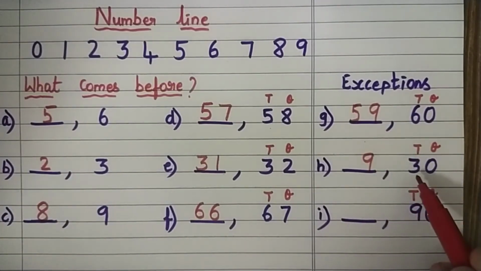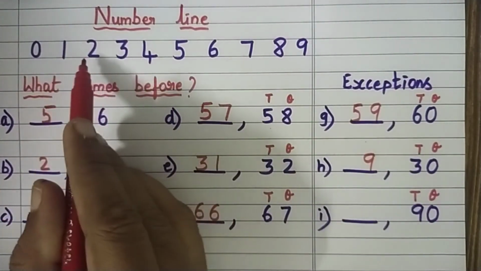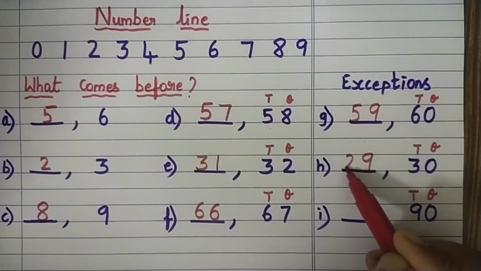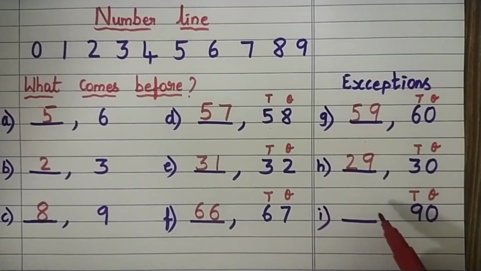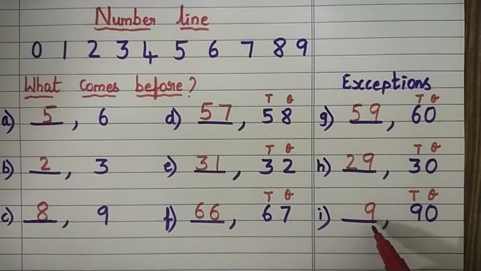Remember that, children. What comes before 3? See the number line. Before 3, it's 2. So, write 2. 0 will be replaced by 9. Remember that, children.